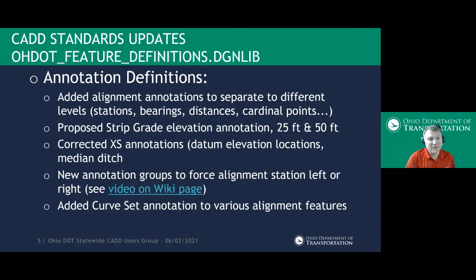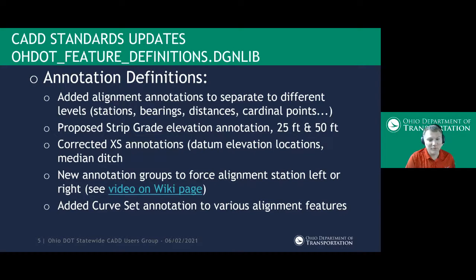Some annotation definitions were added to the feature definitions DGN library. So we added alignment annotations to separate the different levels. For example, we separated the stations, the bearings, distances, cardinal points, etc., all onto separate levels so you can turn those on or off as you need. We also added proposed strip grade annotations at 25 and 50-foot intervals, so you can change that if you would like. And we corrected some of the cross-section annotation datums.